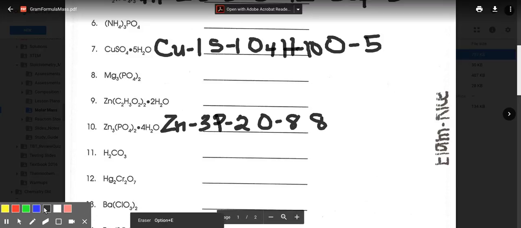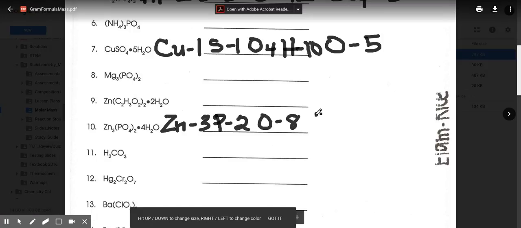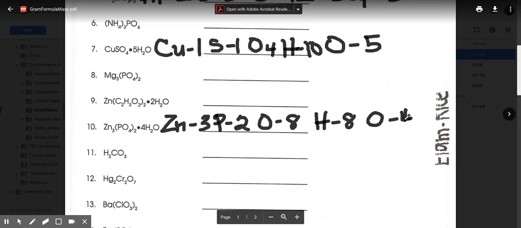Let me try this one more time. You have 8 hydrogens, and then 4 times 1 will give you 4 oxygens, all right?